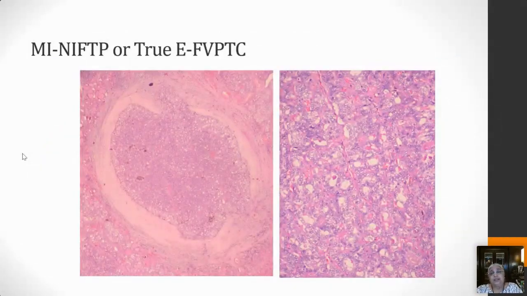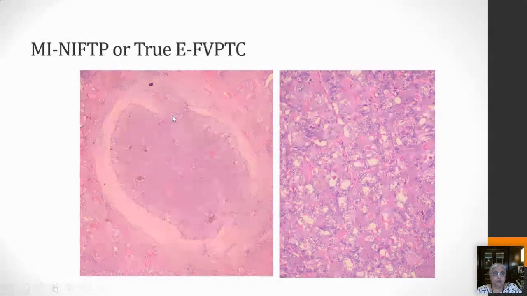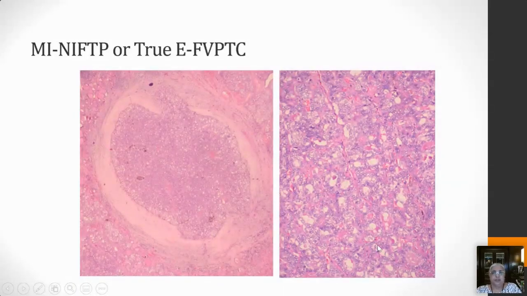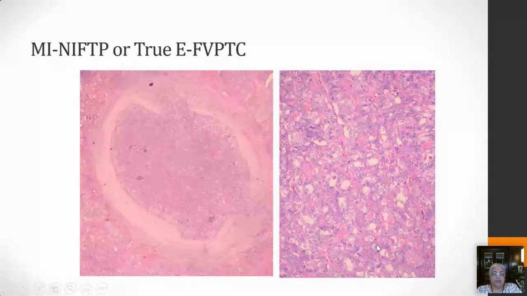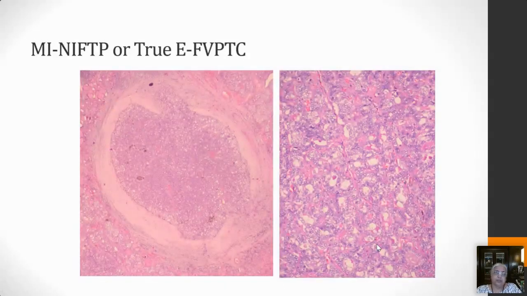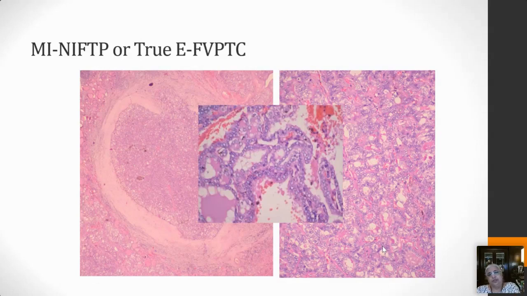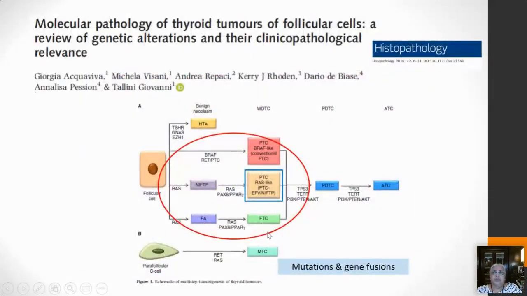Okay. Now I want to show you this picture. You can see here that there's a capsule. You can see invasion of the capsule. And this is a follicular tumor which has got papillary thyroid nuclei, and it's invading the capsule. What are we going to call it? And if you look here, maybe you will see some vague papillae-like structures. What are we going to call that?